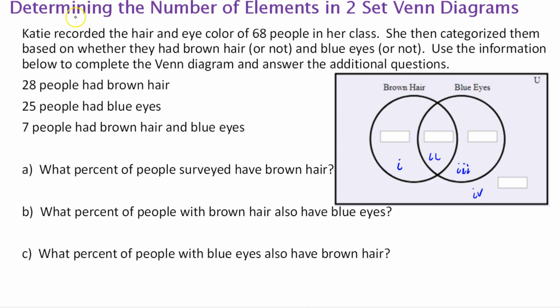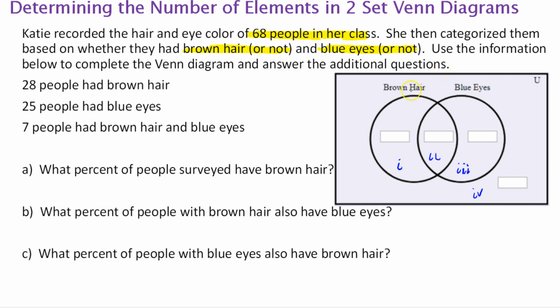In this video, we're going to determine the number of elements in a two-set Venn diagram and then answer some associated questions. So Katie recorded the hair and eye color of 68 people in her class. She then categorized them based on whether they had brown hair or not, and blue eyes or not. Use the information below to complete the Venn diagram and answer the additional questions.